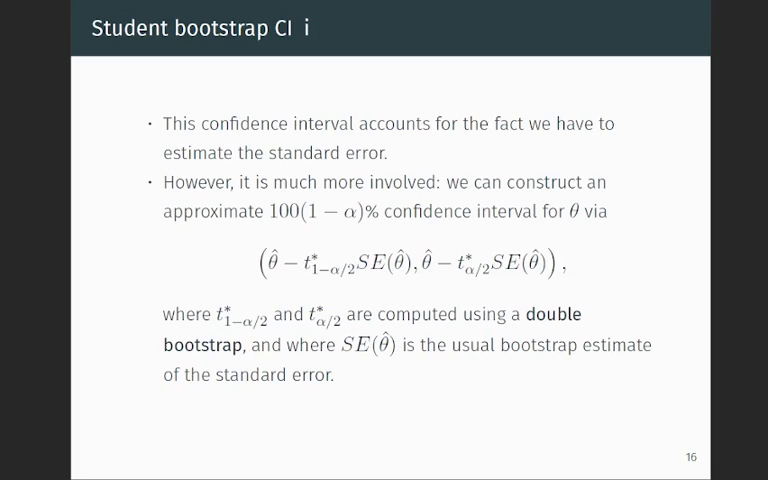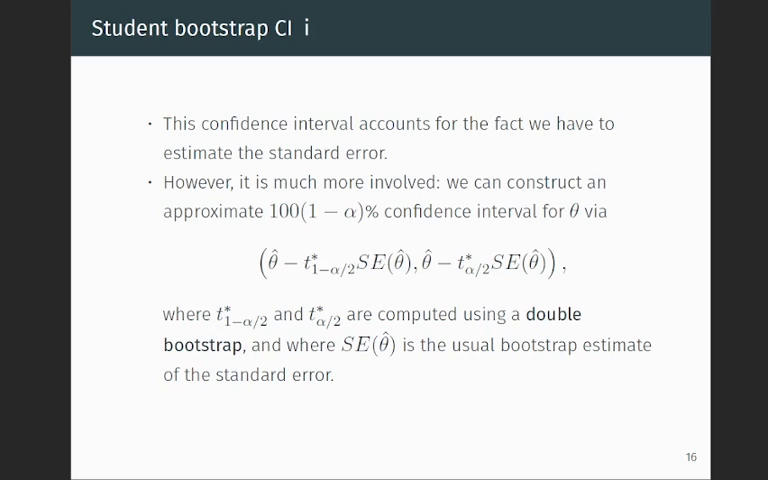Now, so those were the first 3 confidence intervals, and they're definitely much simpler than the next 2 we're going to look at. Because the next 2 we're going to look at both require a second level of resampling, as you'll see. So the first one we'll look at is the student Bootstrap.